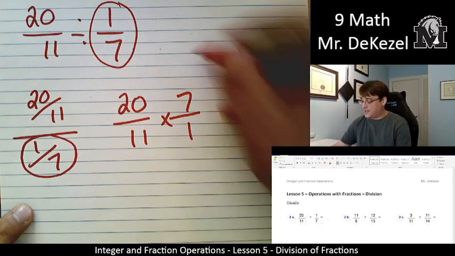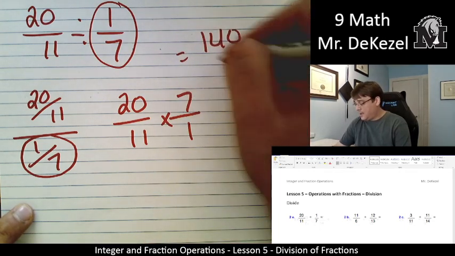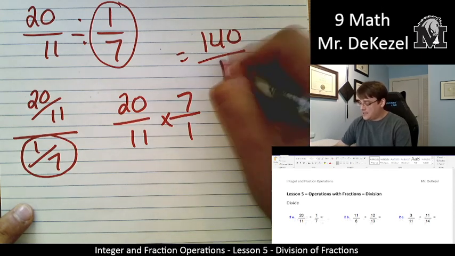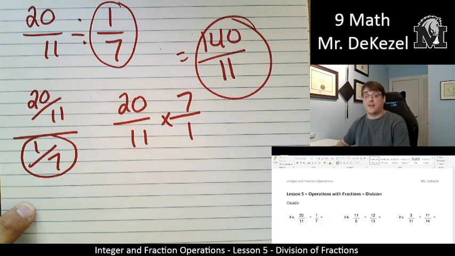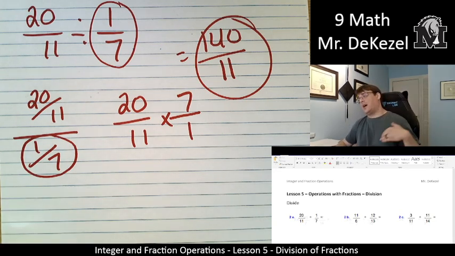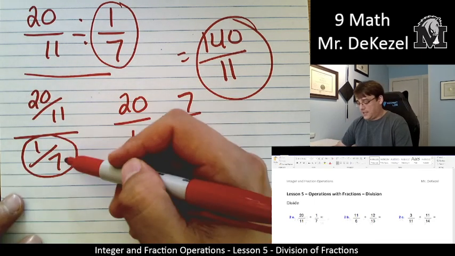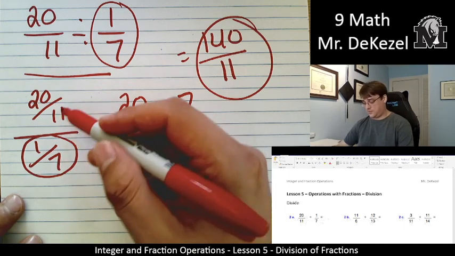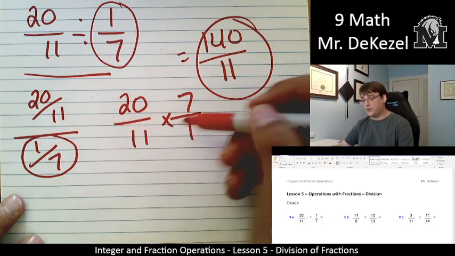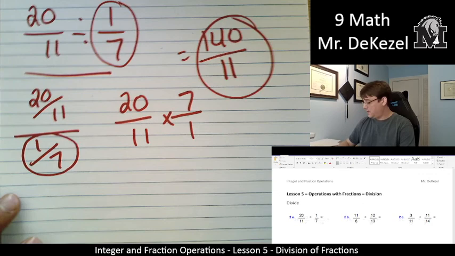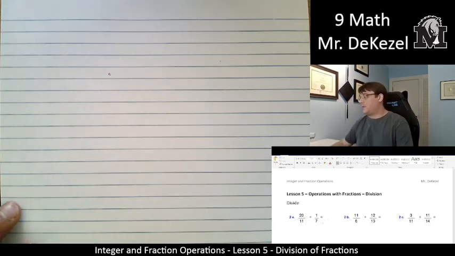20 times 7 is 140, and 11 times 1 is 11. And that's our answer. You can't divide anything into both of those any further. Can't reduce that. Okay. So although all of these are going to be written in this form, please be aware that if it's written like this, you do the same thing. You just take the bottom one, you flip it over, and you multiply those fractions. Let's do a couple more examples.